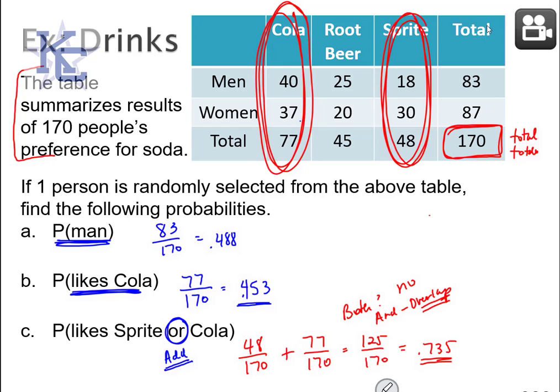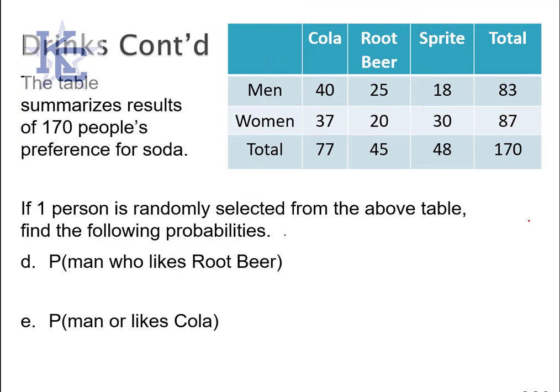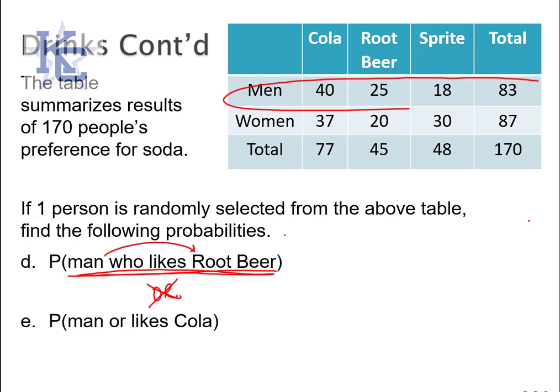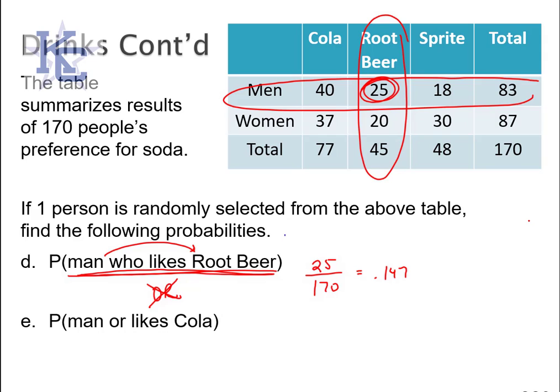Let's keep going. Next slide, same chart. If one person is randomly selected from the above table, find the following probabilities. A man who likes root beer. Notice it doesn't say or. We're not adding. It's just two categories that overlap. So here are the men, here are the root beer. We can see that 25 of those overlapped out of 170. So don't make it more complicated if it's two categories, but there's no or and. Just look for where they overlap. And if we divide that, we'd get 0.147.